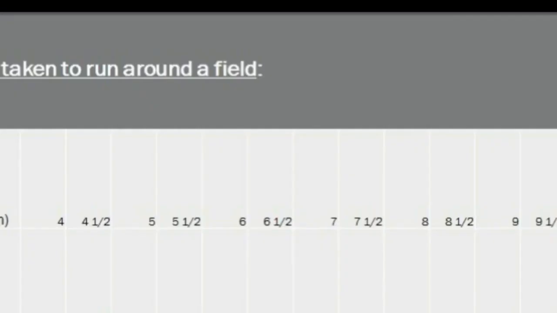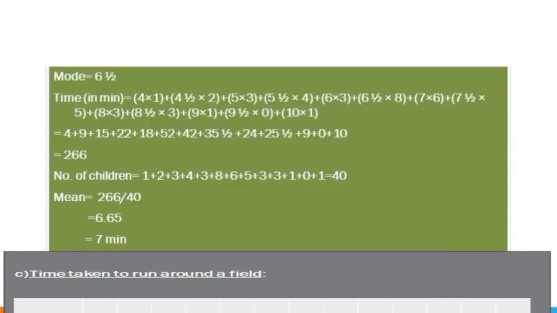Let's take the other example. Time taken to run around a field. Here time is mentioned, which is in fraction form as well: 4, 4.5, 5, 5.5, 6, 6.5, 7, 7.5, 8, 8.5, 9, 9.5, and 10. And the number of children are: 1, 2, 3, 4, 3, 8, 6, 5, 3, 3, 1, 0, 1. So you will calculate the mean just as we have done before. First, calculate the mode. Which is the mode? Here you can see 6.5 repeating most often, so the mode is 6.5.